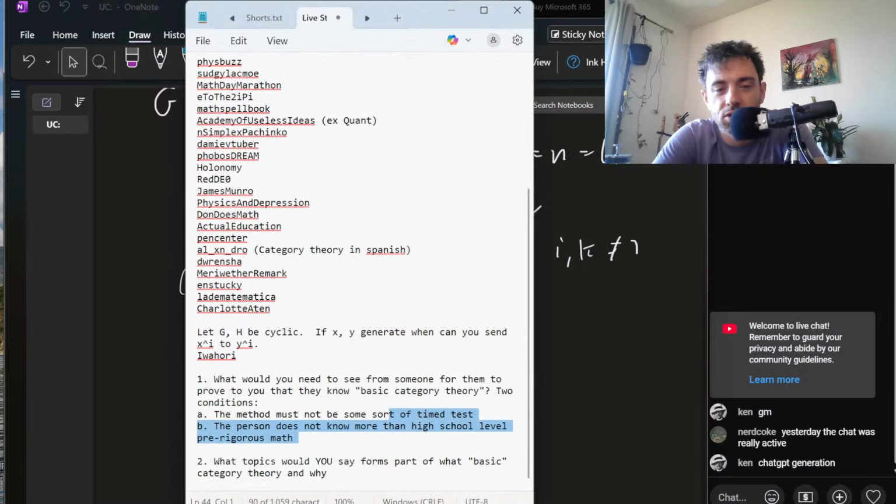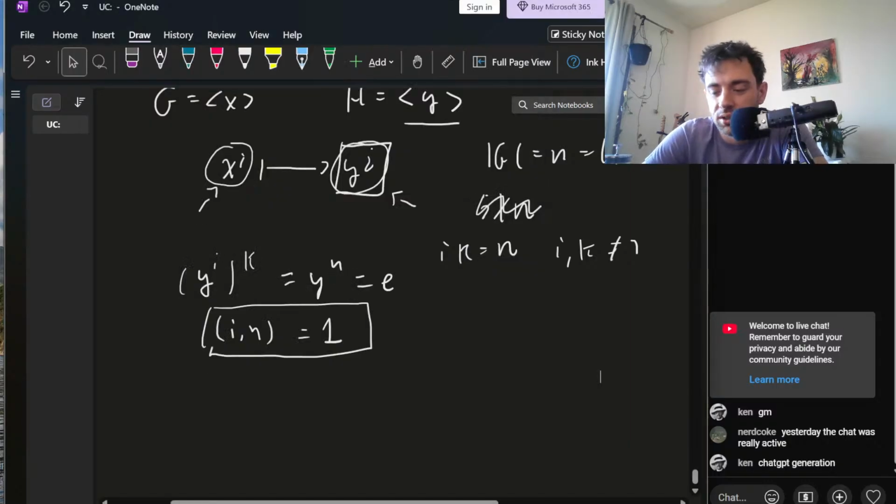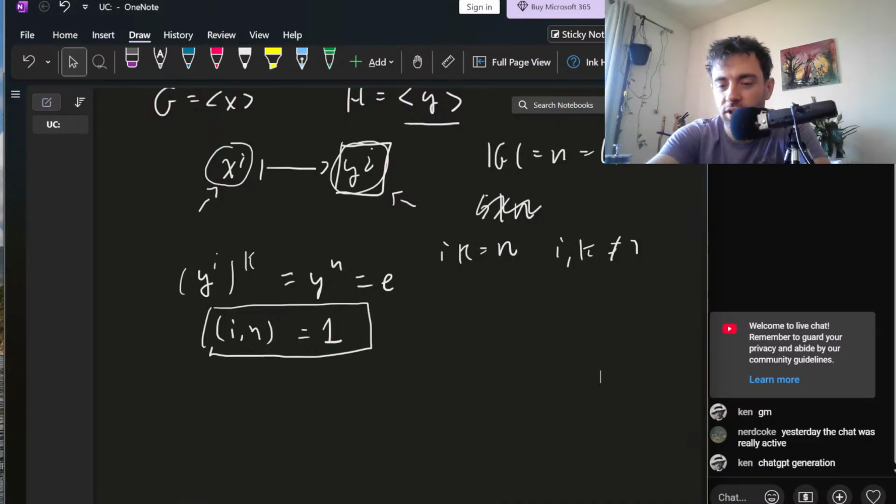It's also going to be definitely difficult with pre-rigorous math. The thing is, I think in order to truly know basic category theory, you have to go beyond the pre-rigorous math. I mean, certainly you can have an understanding of the concepts and what they mean and how they fit together, and maybe even use them in an appropriate context.